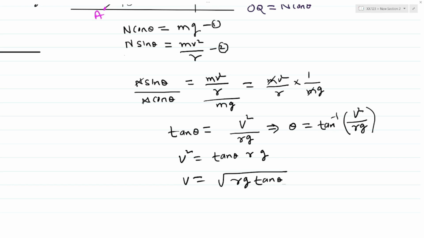So in this video I considered only the presence of normal reaction. In the next video I shall consider the presence of static friction as well, so I shall get the normal and vertical components of static friction. I hope you got the idea how to develop the safe speed of a vehicle on a banked road.